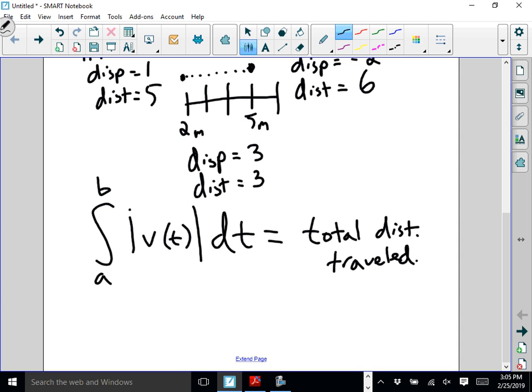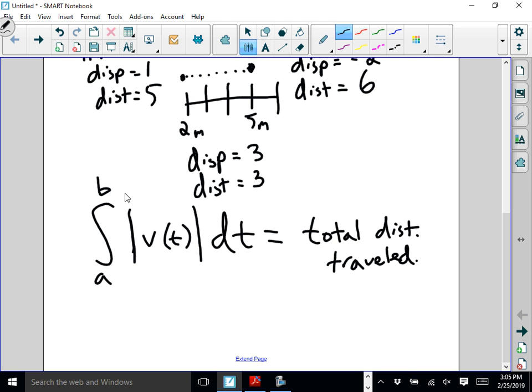Good. Now, sometimes this total distance traveled comes up on the calculator section of the AP test. If it does, it's really nice, because then we just have to type that into our calculator. If it comes up on the no calculator section, it's going to be a little bit more troublesome. We'll take a look at how to do that probably in our next video.